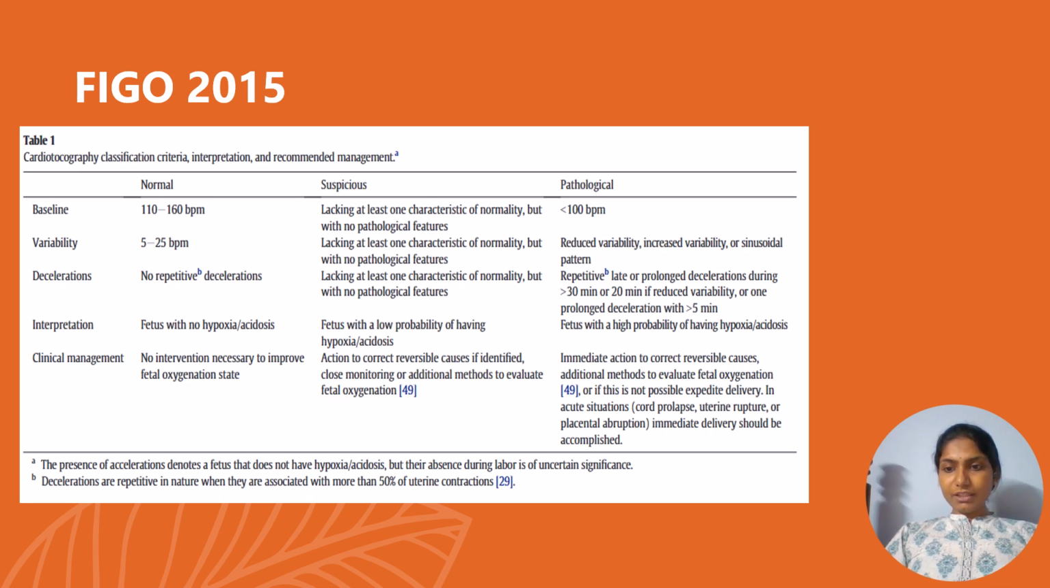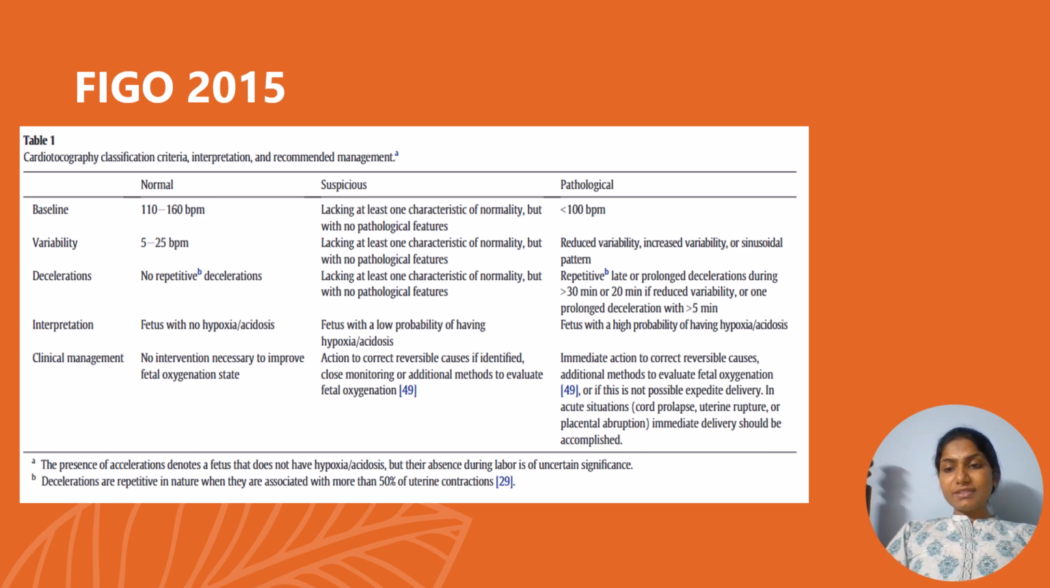There is something called the 3, 6, 9, 12, 15 rule. By the 3rd minute where we have identified the deceleration, you have to do corrective measures. By the 6th minute, you have to modify any iatrogenic things, like stop oxytocin, put the patient into left lateral position, give terbutaline as a tocolytic.